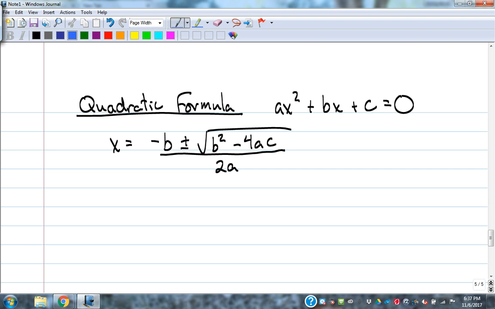But memorizing that formula, having it there is something that will be good for you to do, because it's very useful, because it works no matter what. So even if you can't factor it, if you're struggling with factoring, quadratic formula works. If you're good at factoring, great.